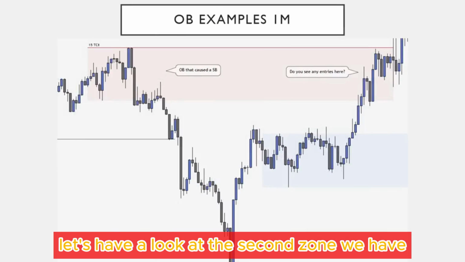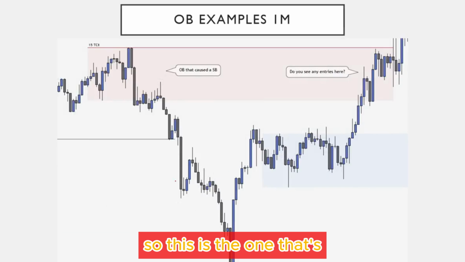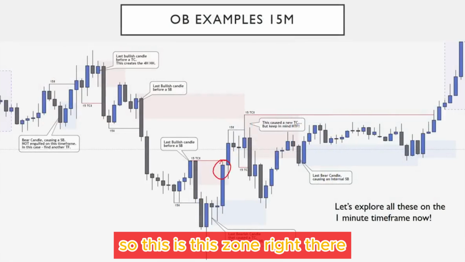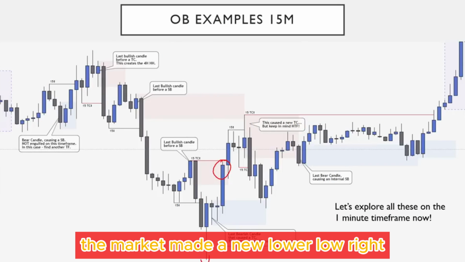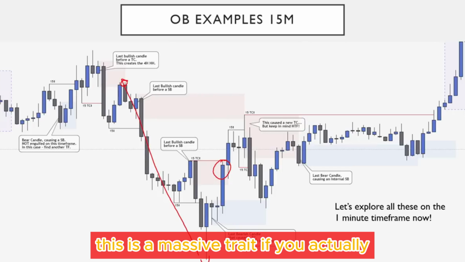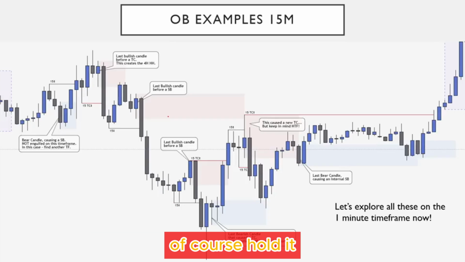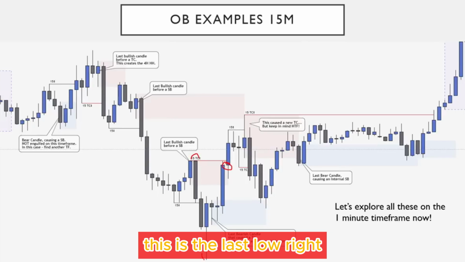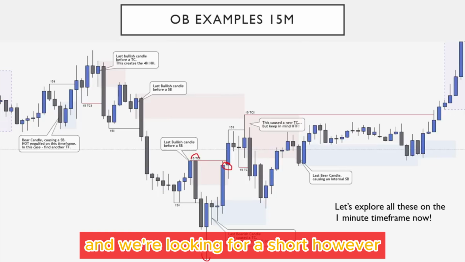Let's have a look at the second zone we have. So this is the one, let me show you. So this is this zone right there. The market made a new lower low, right? So we have this massive drop. So there is the short trade we took. This is a massive trade, if you actually, of course, hold it. Right now we're looking to enter from here because this is the last high. This is the last low, right? And we're looking for a short.